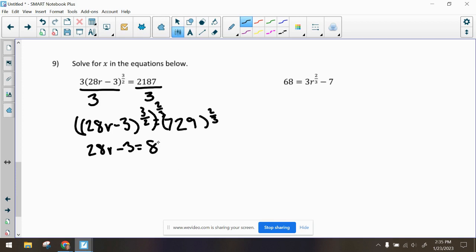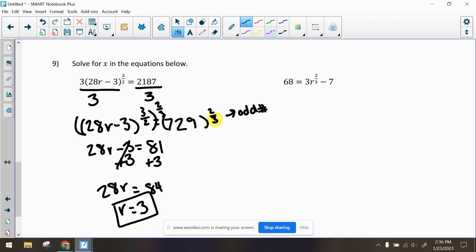So 28r minus 3 is going to be equal to 81. Notice for this one that the denominator that we're raising it to is an odd number. So we do not have to include the plus and the minus. We just solve it from here. So we're going to add 3 on both sides. So 28r should be equal to 84. And then when we divide 84 by 28, we get our answer. r is equal to 3.